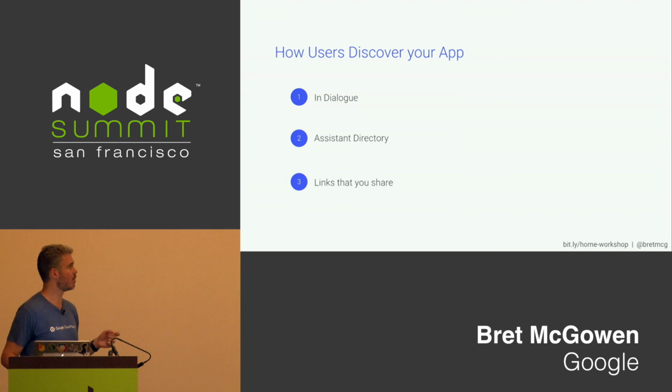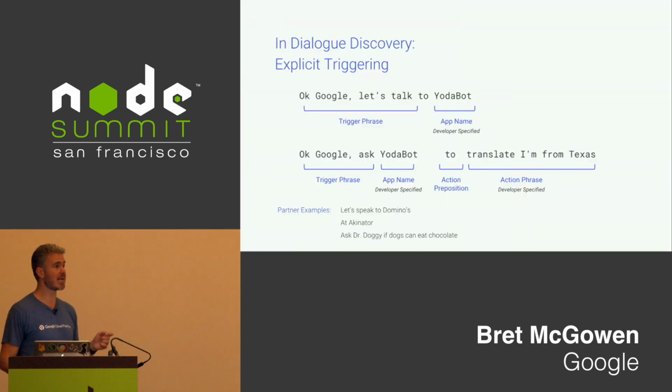So to talk a little bit more about that, in Dialog, there are two different ways. There's explicit triggering, so we built this thing called YodaBot. So I can say, OK, Google, talk to YodaBot. So I know the name of the thing I want to talk to. Talk to Domino's, talk to Dr. Doggy. It directly hands it off to me. Also with explicit triggering, in one go, you can tell it to switch to YodaBot and pass along another command. So, OK, Google, ask YodaBot to translate, I'm from Texas.